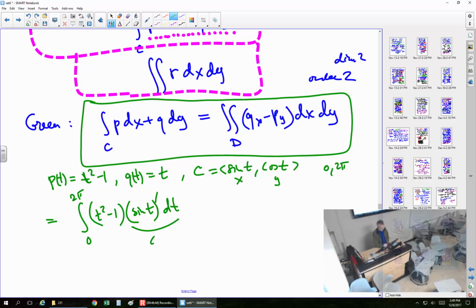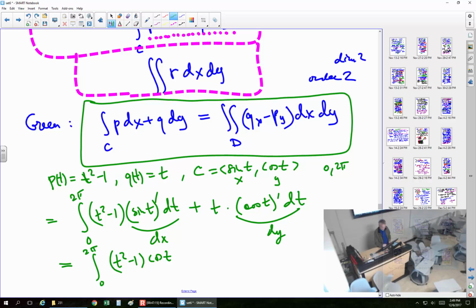That's dx, right? And then the second term is Q, which is t, multiplied by dy, and as we can see, there are no dots because the dot product is already there. The dot product is multiplication and summation. And then finally cosine t prime dt. So dt is factored out, and I just finished my computation in that manner: t squared minus 1, cosine t, plus t, negative sine t, dt, and the rest is the same as always.